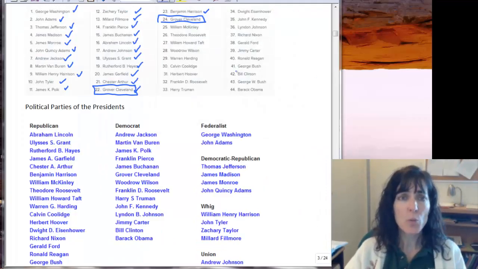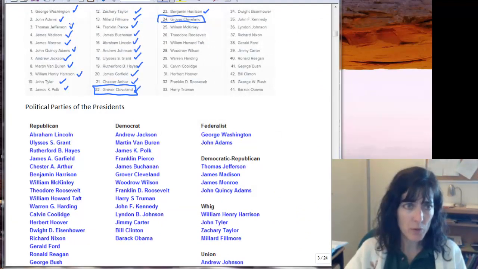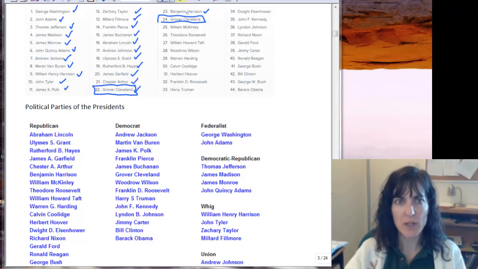Okay, so what I found is I started going through the list of presidents, and checking them off if they were showing up down here on the political parties. And what I found after I got to 22 was that Grover Cleveland actually had a split presidency. So Benjamin Harrison was president in between his 2 terms. So he shows up on the list of presidents twice, but he's only going to show up 1 time down here on the political parties because he didn't change parties in his 2 presidencies.